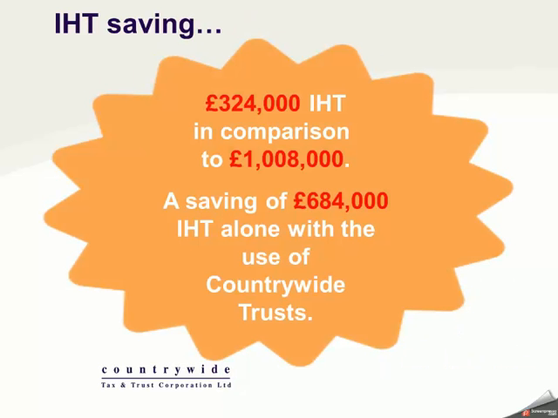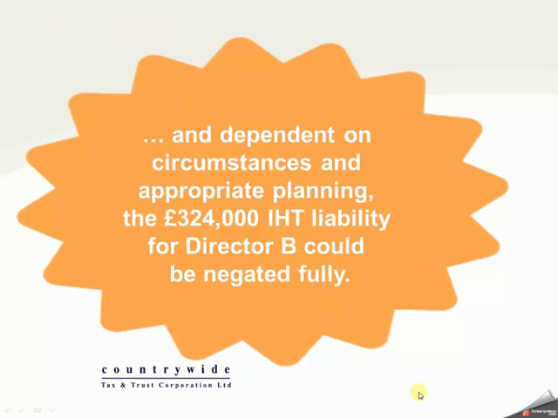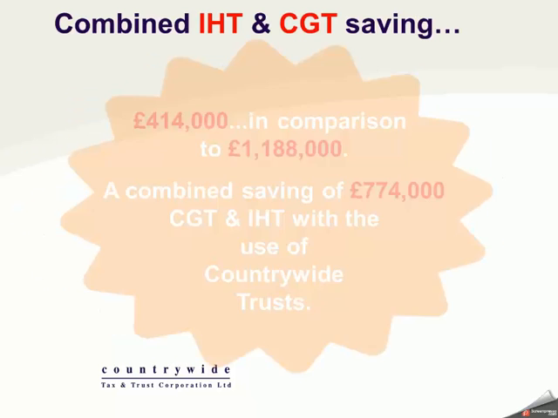So again, purely because of the structure of the cross-option agreement and all the associated trusts, the inheritance tax liability could be £324,000 in comparison to in excess of £1 million. So we've saved nearly £700,000 worth of inheritance tax. And of course, in relation to the £324,000 of inheritance tax that could be liable on Director B's death, further planning could be established to negate that fully as well.